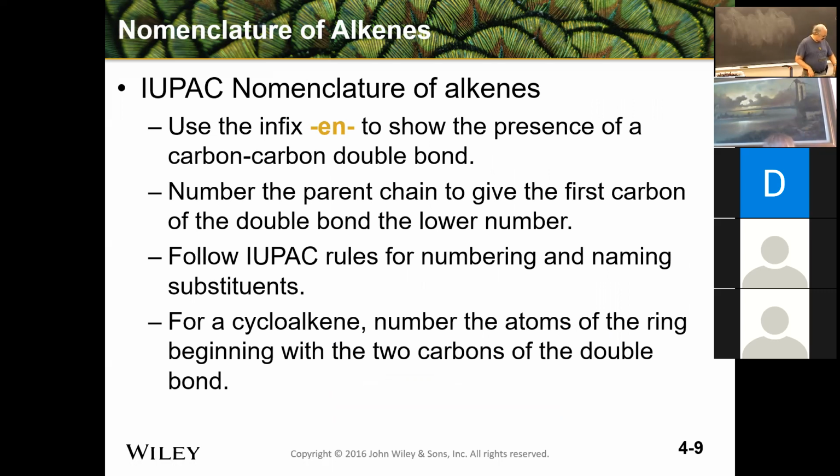Okay, we'll just get started on nomenclature of alkenes. Alkanes end in -ane: methane, ethane, propane, butane, pentane, and so on. Alkenes will end in -ene. And we'll number the parent chain to give the first carbon of the double bond the lower number. And then we'll follow the IUPAC rules for numbering and naming substituents.